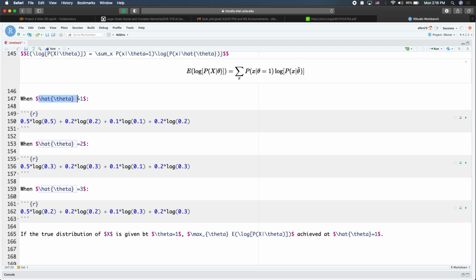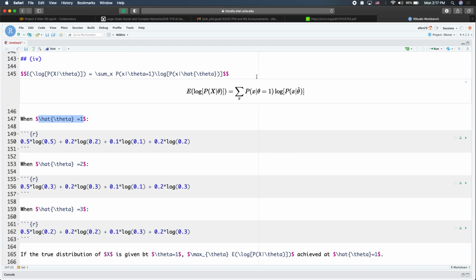So when theta equal to 1, we plug in all the probability, so this will be probability of theta equal to 1, and then probability of theta equal to 1. And when theta equal to 2, this again is the probability of theta equal to 1, and then probability of theta equal to 2. And then same for when theta equal to 3. And now when you calculate the three numbers and then look for the maximum, you will see the maximum is achieved when the theta hat is equal to 1.